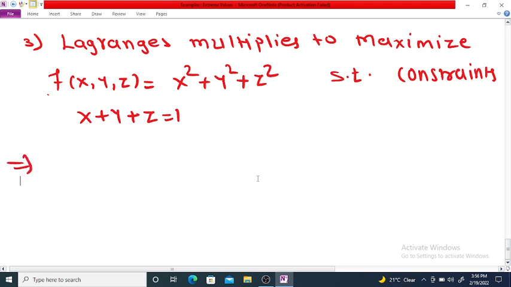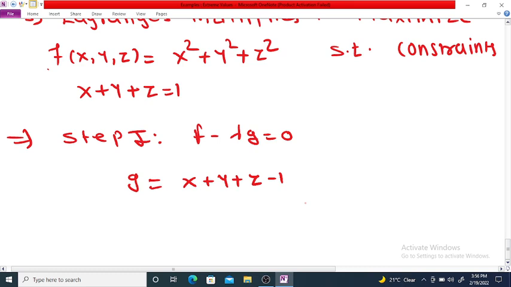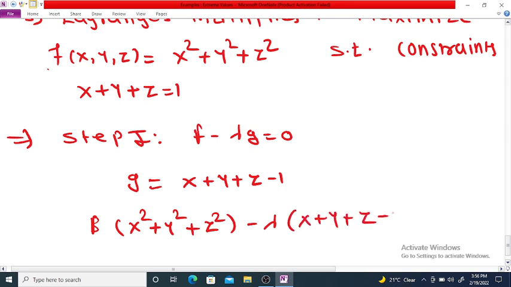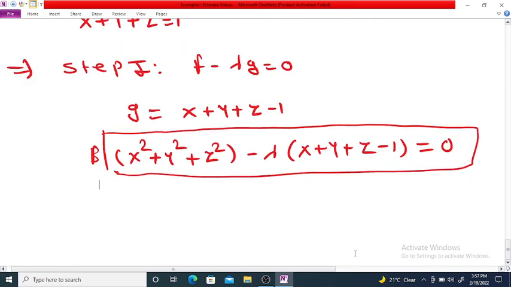So now, first find the Lagrange's multiplier equation f minus lambda g equal to 0. So here f is equal to x square plus y square plus z square, and g is equal to x plus y plus z minus 1, and therefore Lagrange's multiplier equation is x square plus y square plus z square minus lambda times x plus y plus z minus 1 equal to 0. Okay, this is the Lagrange's multiplier equation. By using this equation, we are going to determine the critical point.